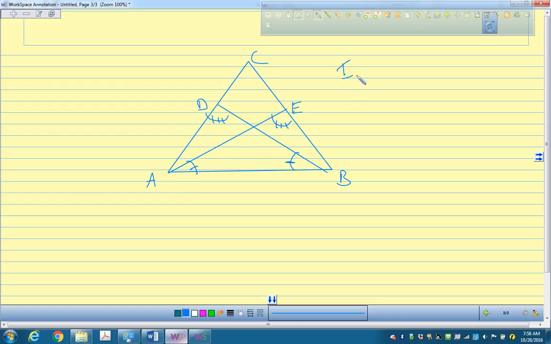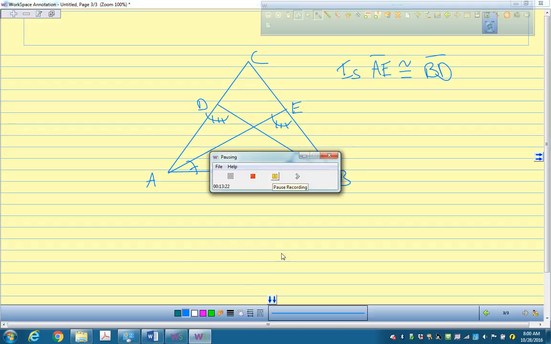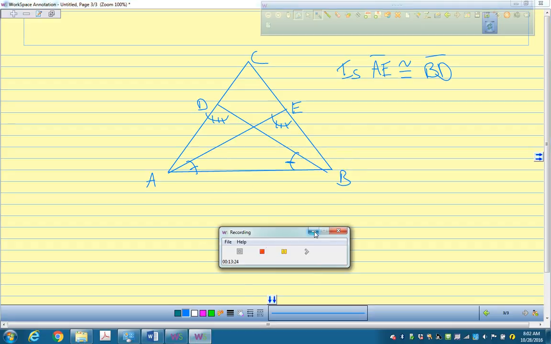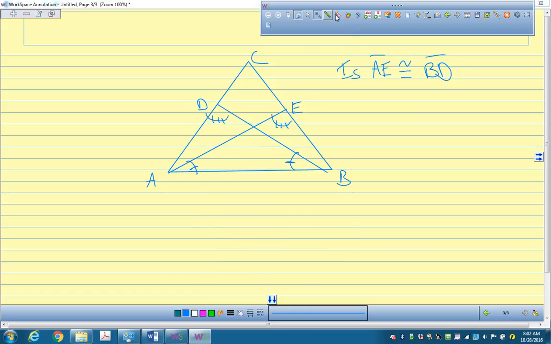Is AE congruent to BD? Who thinks they could think of an argument to, like he said, separate out the triangles? So it might be helpful to, where's my tool here? Is that my tool? That's my tool.